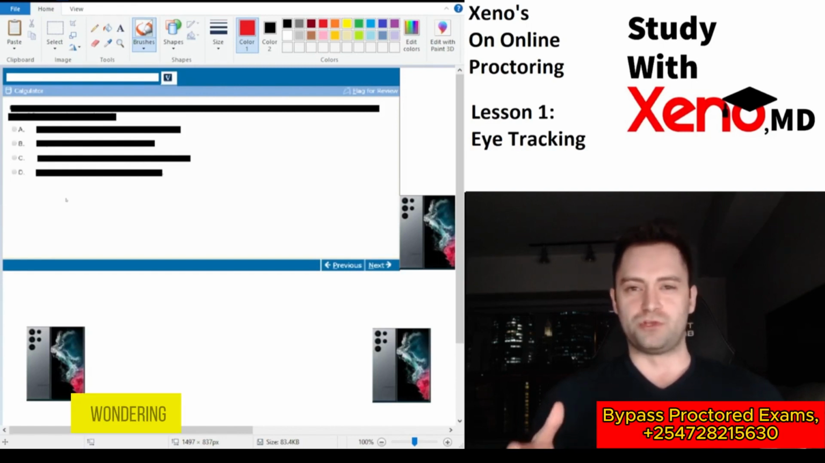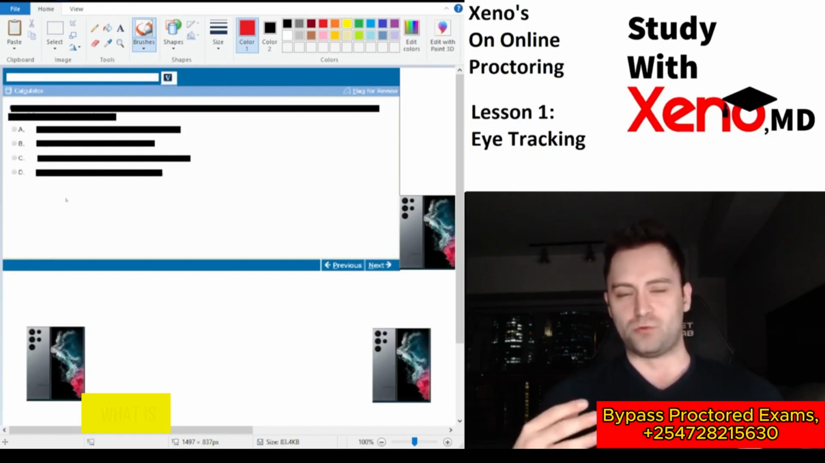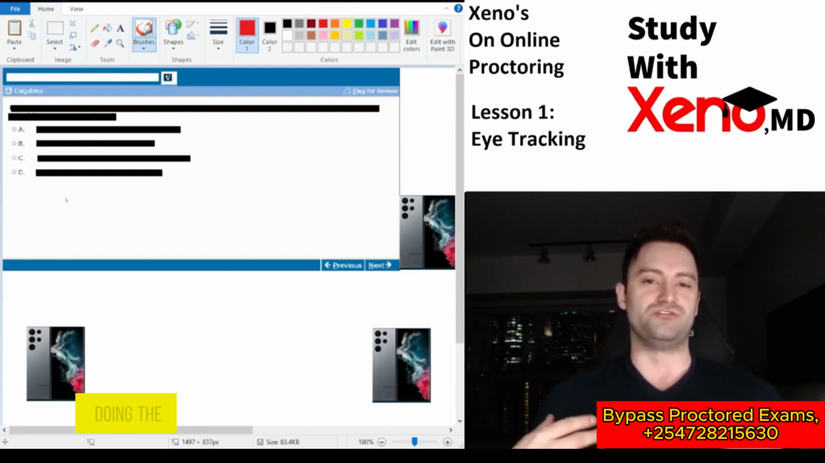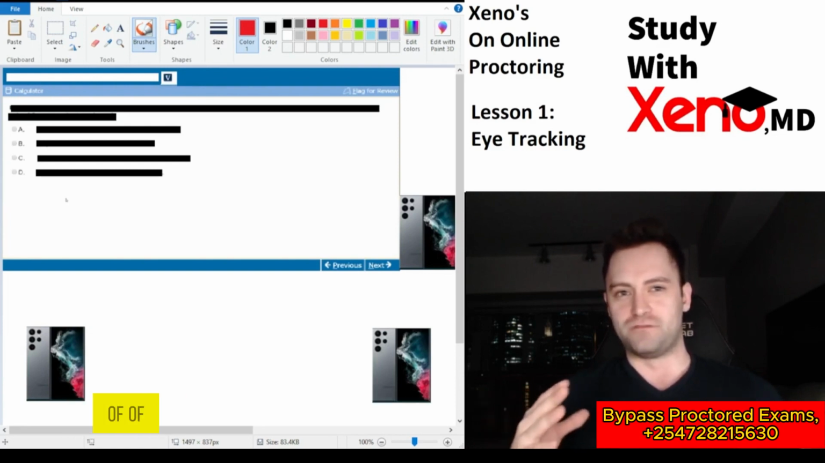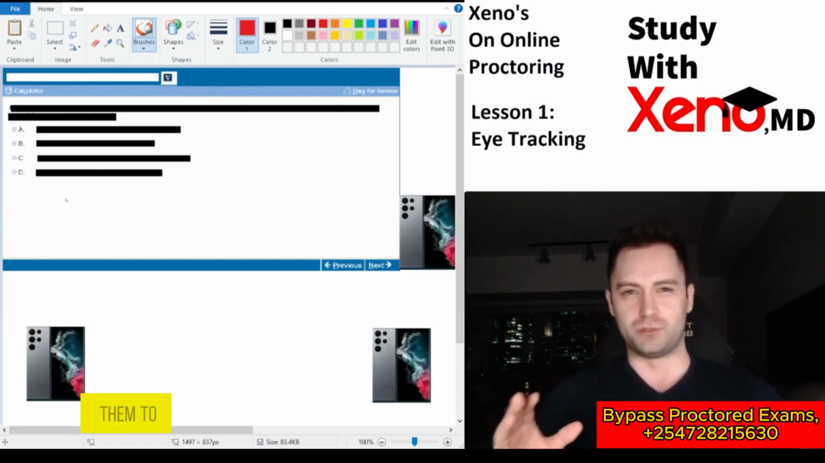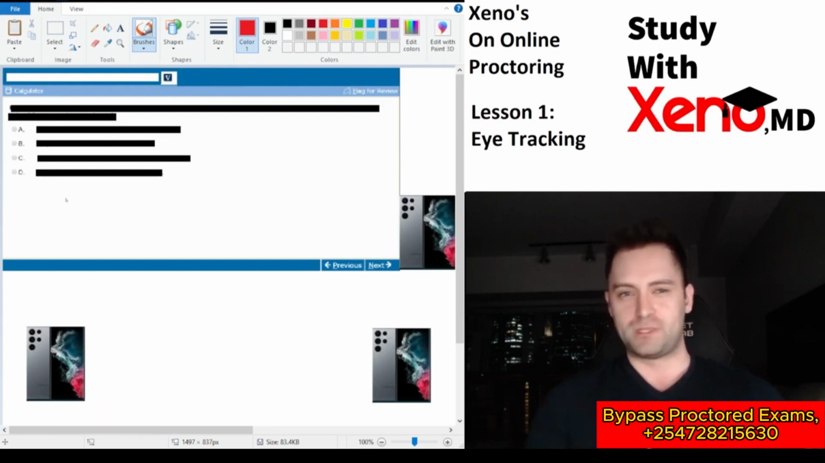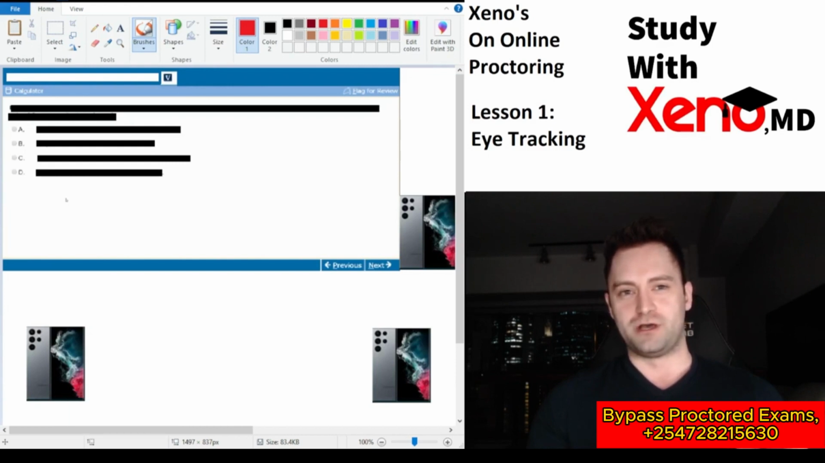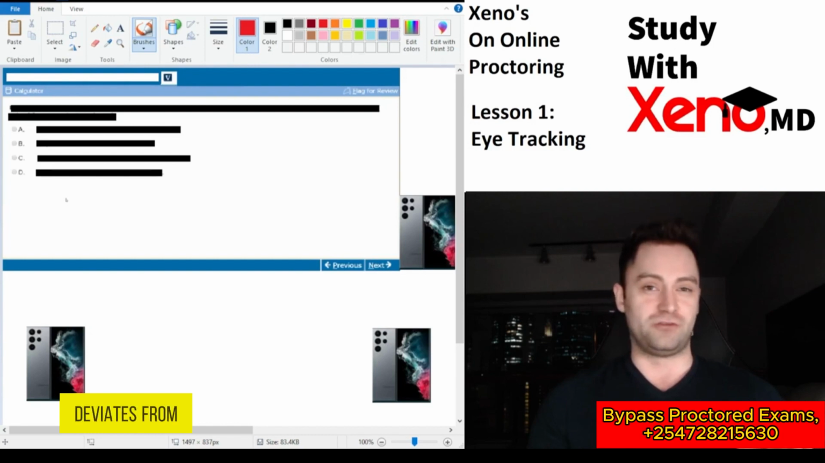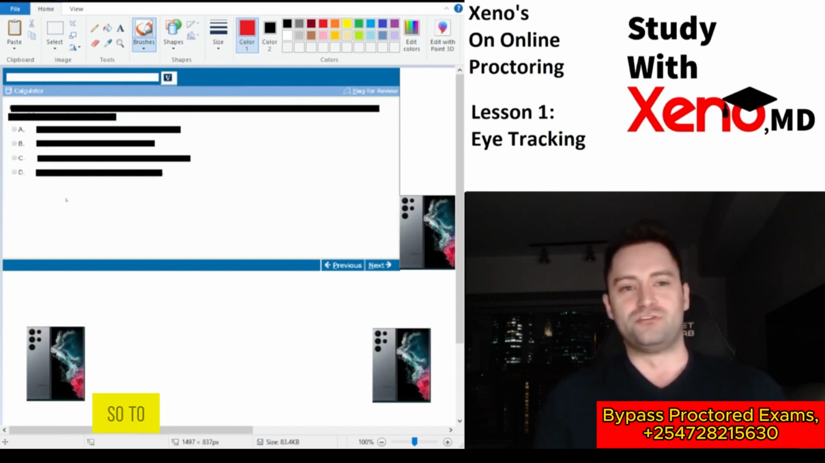Now, some of you might be wondering, what is the AI thinking, or what is the proctor thinking when they're doing the eye tracking? And you might think, they can't know every angle of your face, and they don't know your setup, so it's hard for them to know exactly what you're looking at. But it actually might be a little easier than you think, because what they're doing is creating a heat map of where you're looking and looking for how that matches or deviates from how it should. So to start, I'll give you two examples: how a normal student takes an exam, and how a cheater might.